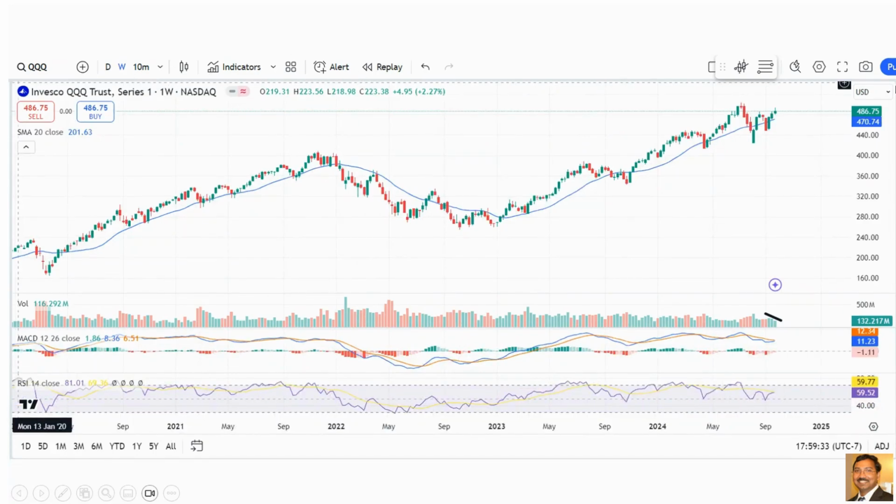And this is QQQ weekly chart. Again, the 20-week moving average, that's the 470 level, and right to the 486 level, and the volume is going down, MACD is going down, RSI is going down. So it looks like a little bit bearish to me, the chart, and if it comes down, then 470 is a very good support in the weekly chart.